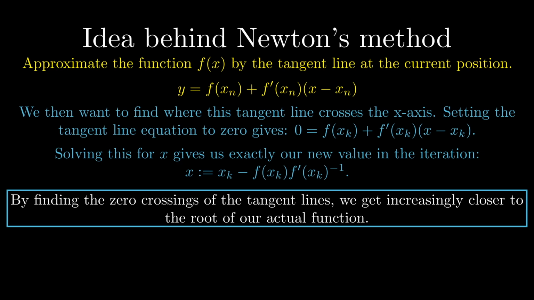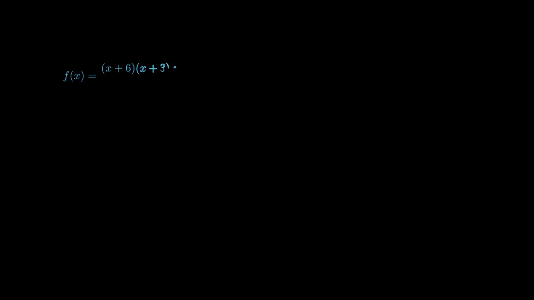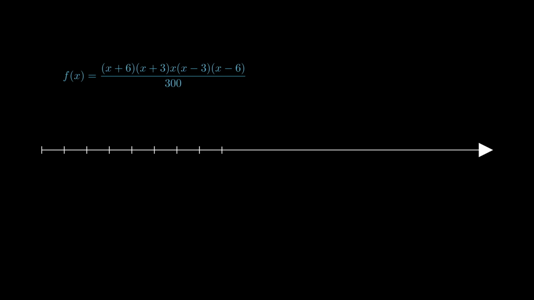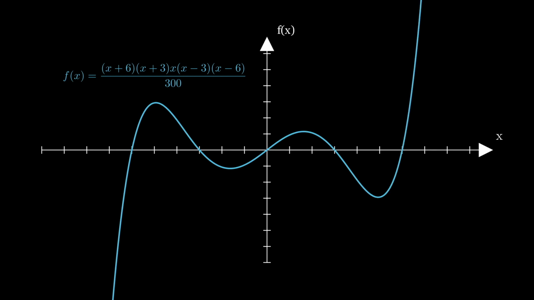Let me now show you a visual example on how the method works. To do that, consider the function given by f of x is equal to (x plus 6) times (x plus 3) times (x minus 3) times (x minus 6), and all that divided by 300. We can pretty easily read off the roots of this function right away, but let's try to solve them with Newton's method. We first need to choose an initial guess, which I have denoted with the red dot and marked by x0 here.